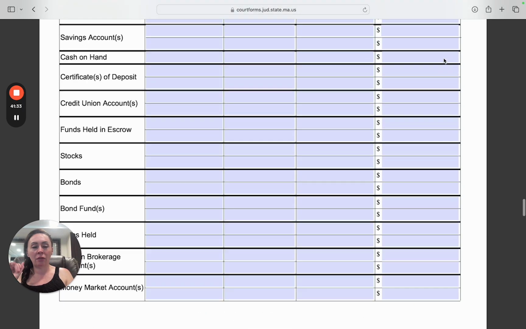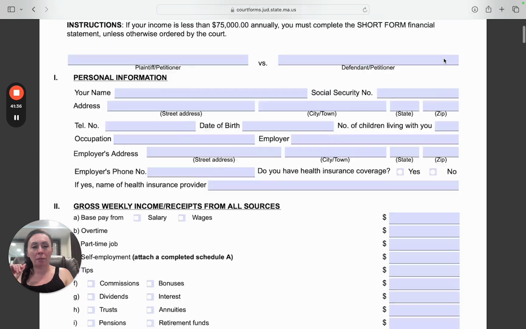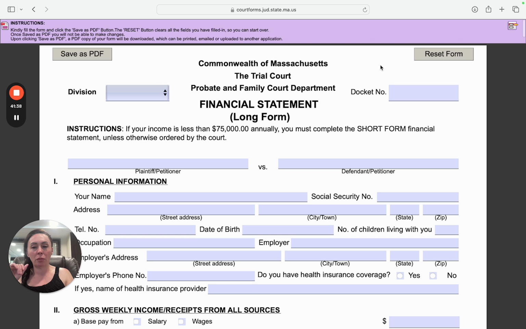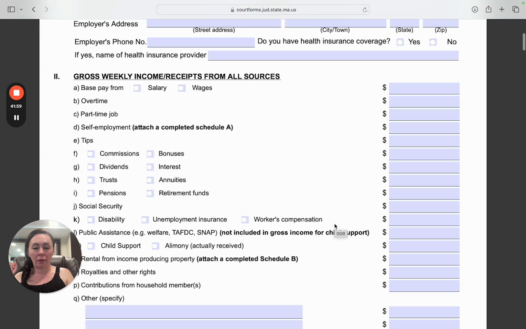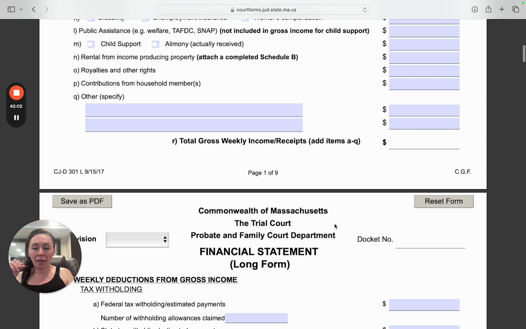You're going to go ahead and click Save as PDF. It will save a clean PDF to your computer in your downloads folder. And what you want to do is send this to your attorney, print it, keep a copy of it for your own records so that when it's time to update it, you're not fishing for it, you can't find it, and it's easy to get your hands on the numbers so you can update them accordingly. So that is the long form in a nutshell.